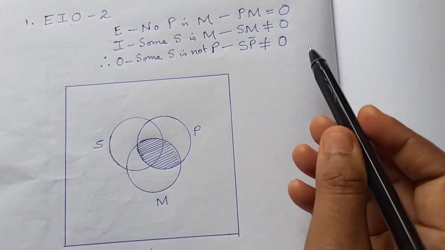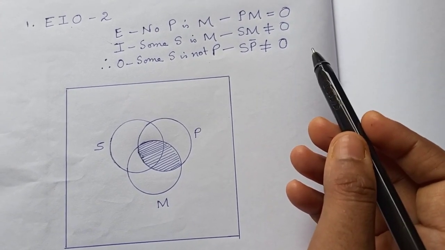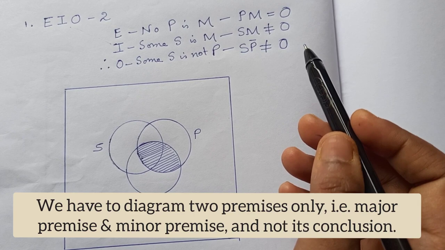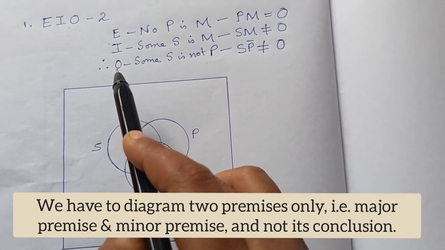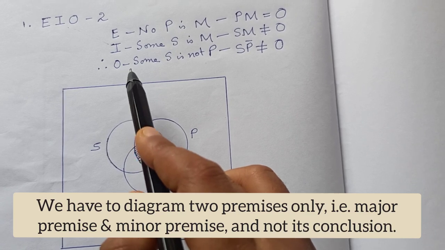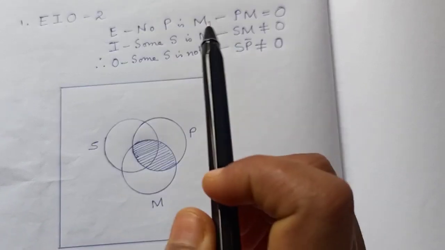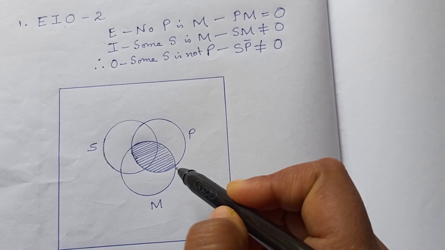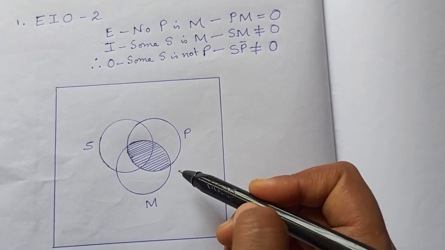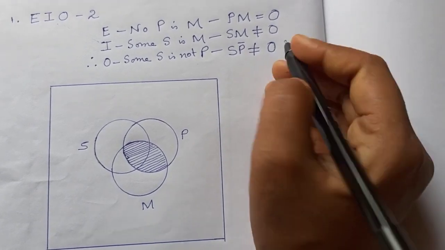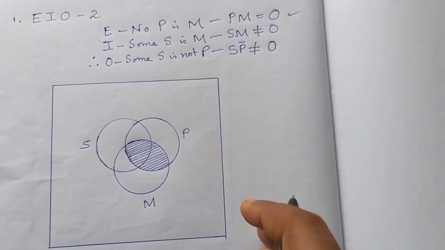The next rule that we have to know is that we have to diagram only 2 premises, that is, the major premise and the minor premise. We should not diagram the conclusion. We have to diagram only the premises. So as per the rule, we have diagrammed the universal premise first, and this premise has been diagrammed.